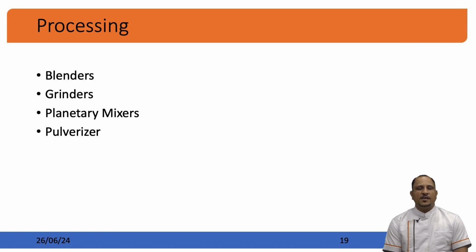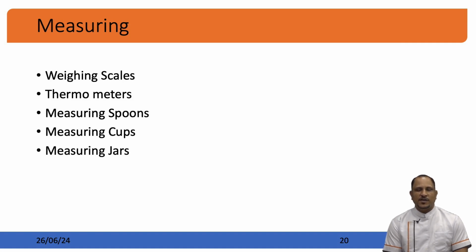The third and last category under the basis of purpose is measuring equipment. Measuring equipments are those which are used to measure the quantity, volume or temperature of various food items. So these equipments can be weighing scales. Weighing scales are used to measure the weight of the food item, in grams or kilograms.